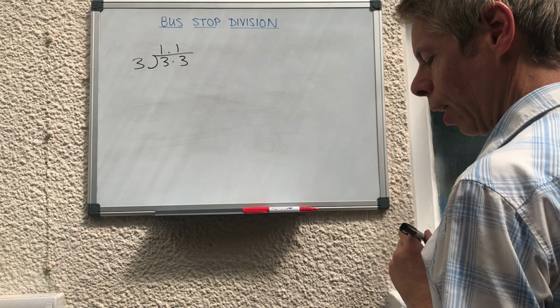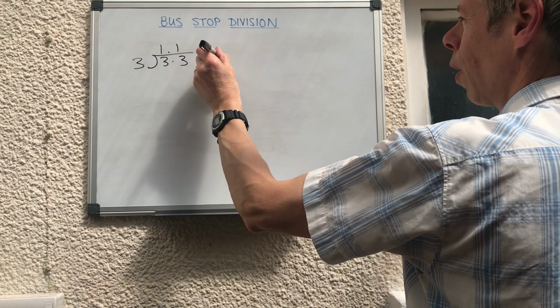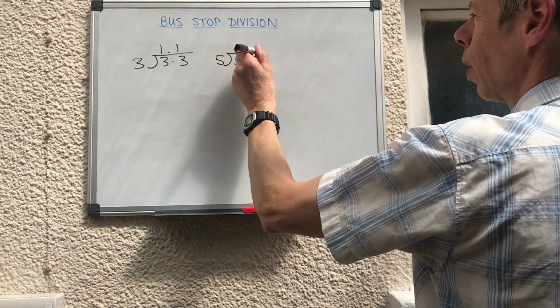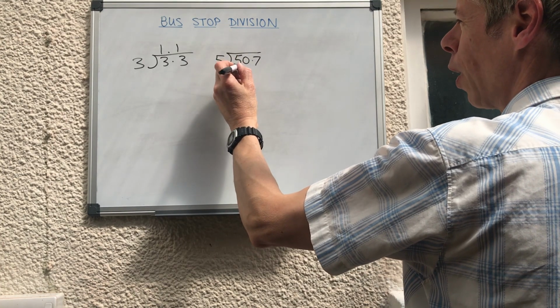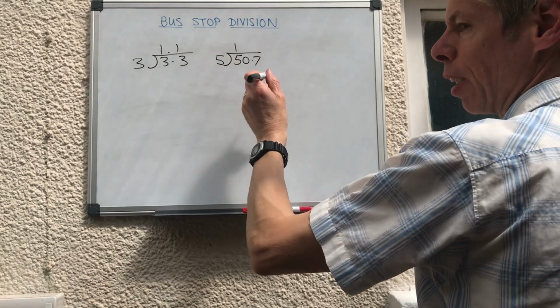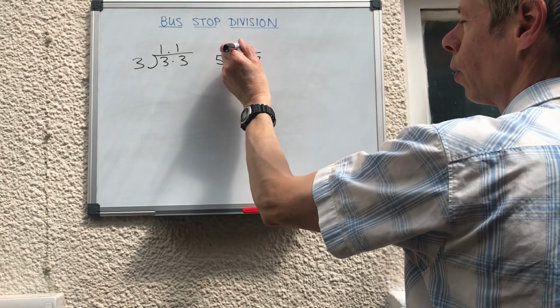Sort of make it a little bit more tricky now. How many 5's into 50.7? Okay, so what you're going to do here: how many 5s in 5? 5 is 1. How many 5s in 0? You can't get any, so that's 0.